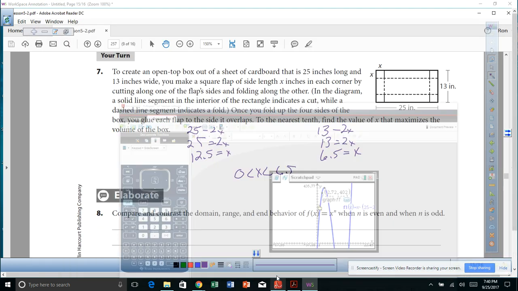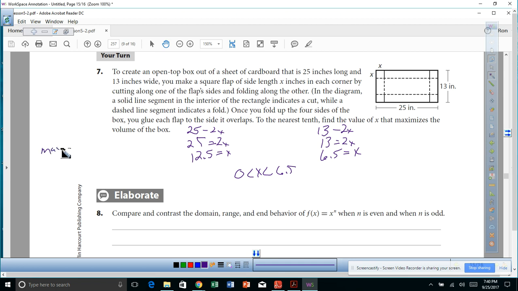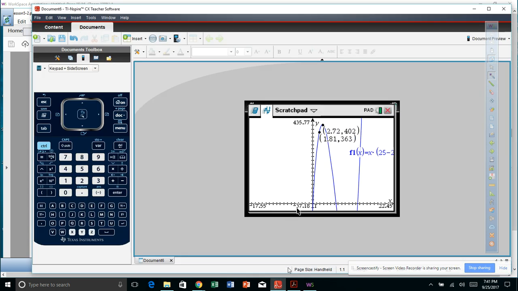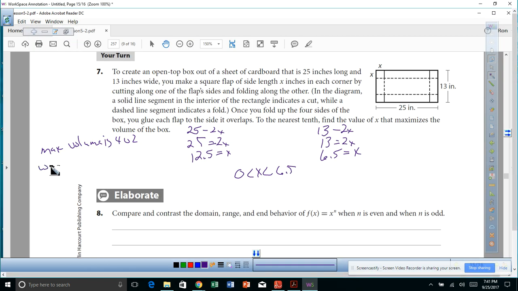So that tells us that the max volume is 402 cubic inches, with a side length of 2.7 inches. And that would maximize the volume.